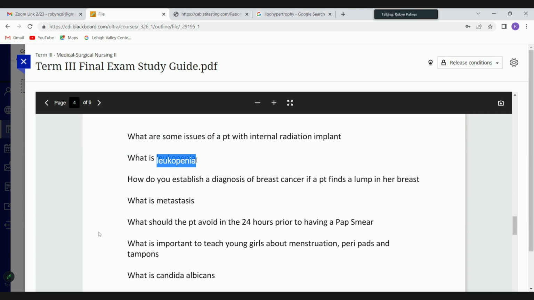What's leukopenia? Low WBC. Being able to fight infections. Yeah, and we have to worry about infections.